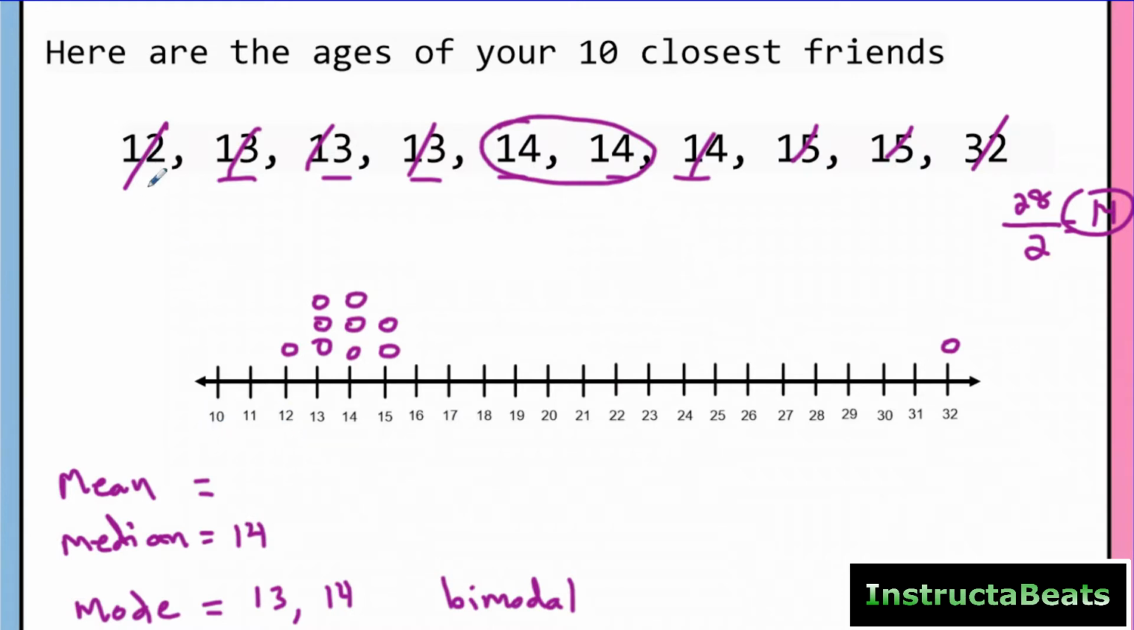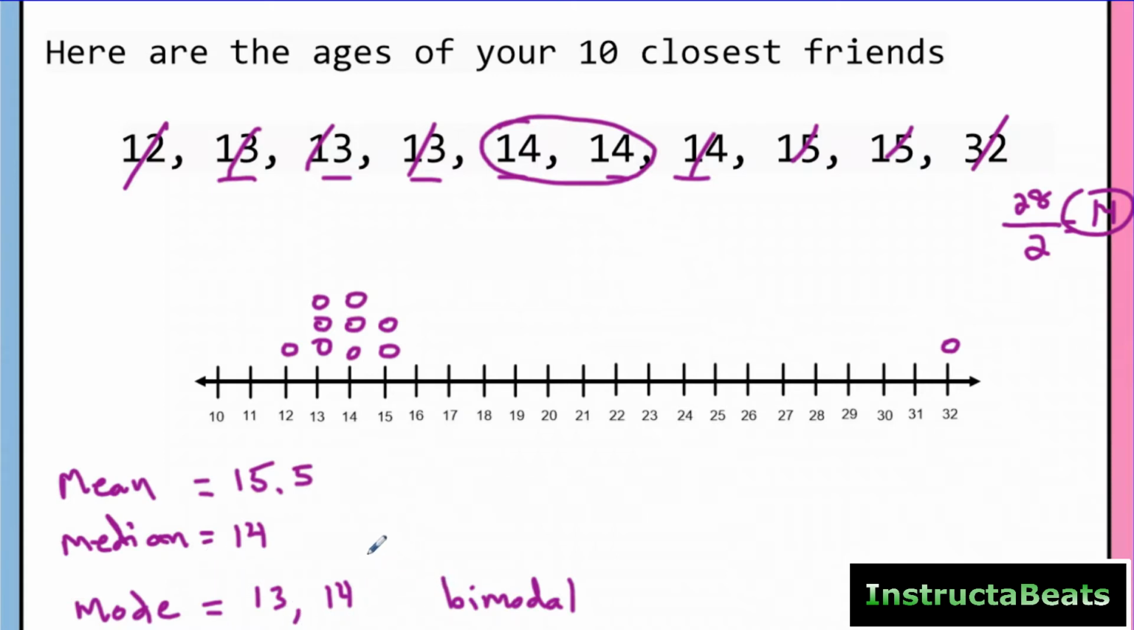And then for the mean, you want to find the average of all the numbers. And when you add them all up, you're going to get 155. You divide that by your 10 parts of that. And the mean, or the average of all of them, is going to be 15.5. So you could say the average of your friend's age is 15 and a half years. Okay, the median was 14 and the mode was 13 and 14.